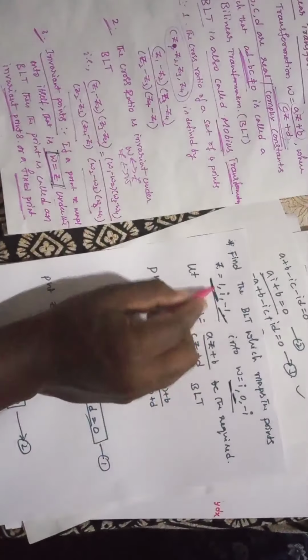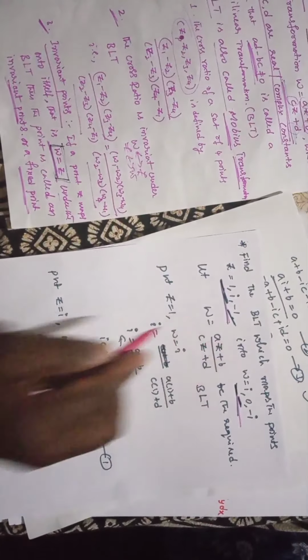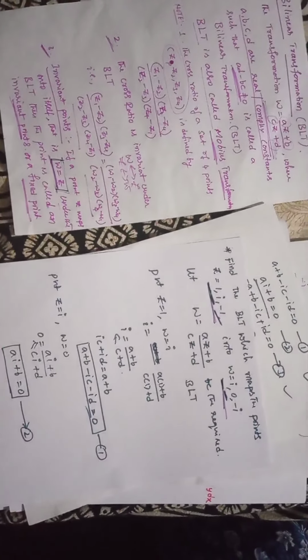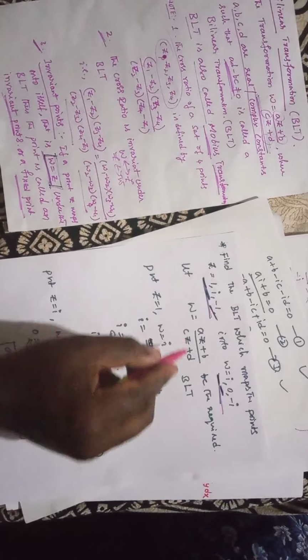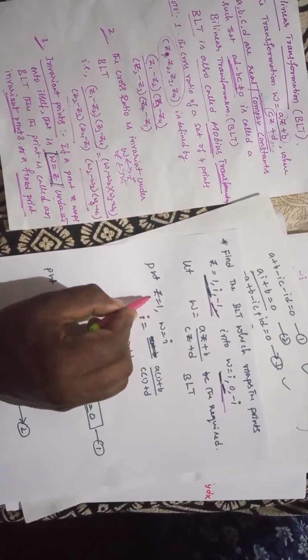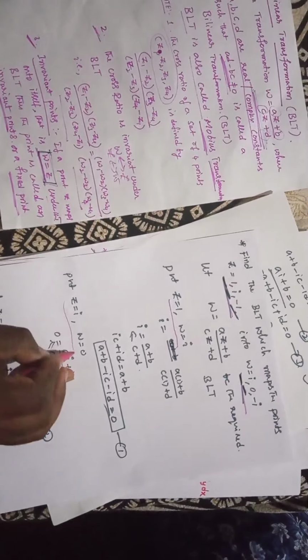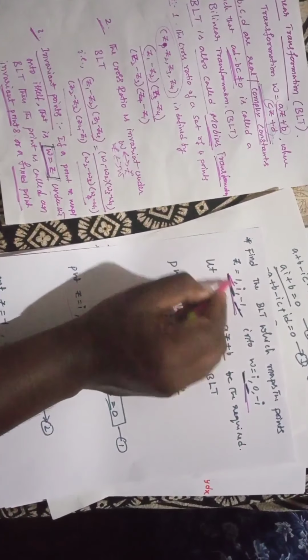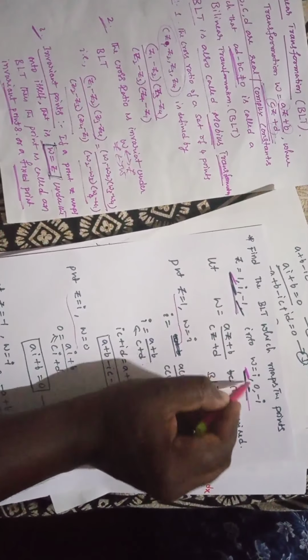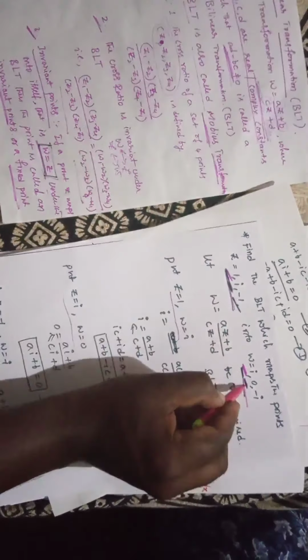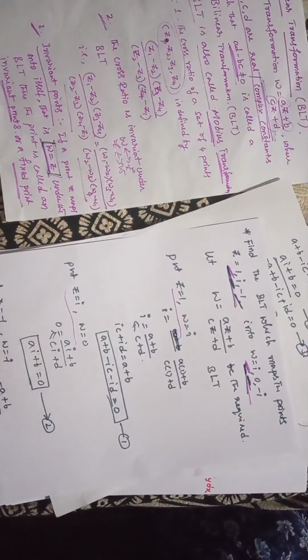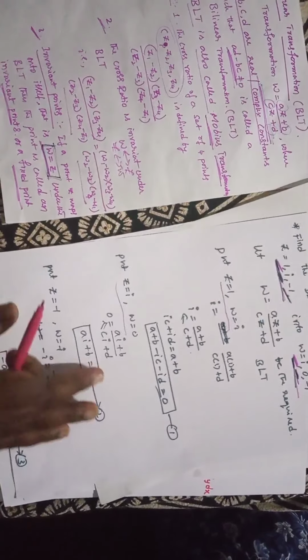Here they have given points. We have to assume the standard form, az plus b by cz plus d. Substitute the respective set of points, for 1, i, 0, minus 1, minus i. So next we have to find the equations.